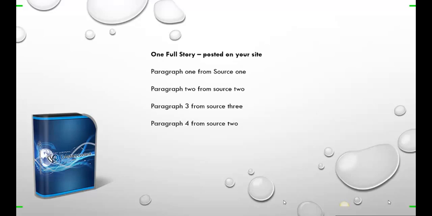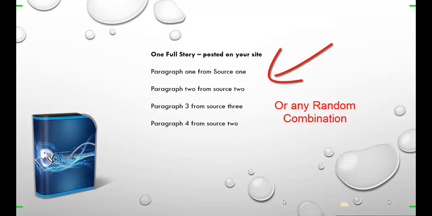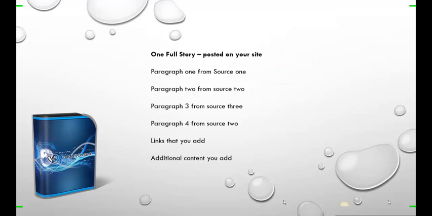So you end up with one full story posted on your site that has a paragraph from source 1, paragraph 2 from source 2, paragraph 3 from source 3, paragraph 4 from source 2, links that you add. So you can add your own links into the post, and you can also add additional content as well. So you end up with this post on your blog that's in a curated style from all of these different sources with your own content as well, showing here you can add your own content. So this is coming in from the RSS feeds and from the automation that you set up in Constant Content. So you end up with lots of stories from lots of different sources plus the additional content that you add to create that full post at the end.